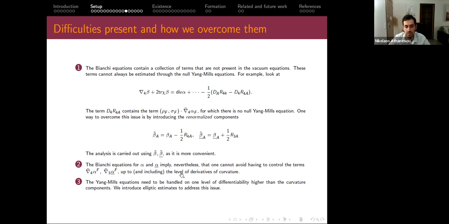Finally, the Yang-Mills equations need to be handled on one level of differentiability higher than the curvature components. And for this, we use elliptic estimates to address this issue, as we're going to see. And the reason is again the same. So here, there are derivatives.